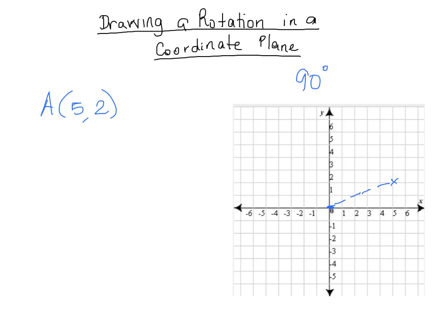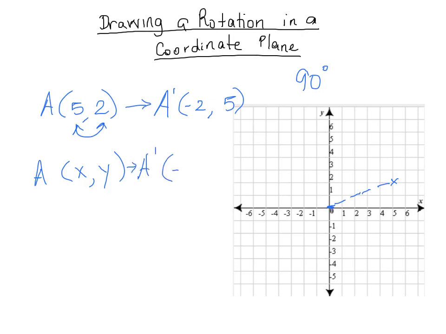So if we are rotating 90 degrees, what happens is that our image, A prime, is switched. Y becomes X and X becomes Y, but not just that. What was Y now becomes negative. So I'll repeat. We switched the order, and what was Y is now negative. So in general, if we have (x, y), we're going to switch the order, and it will become (-y, x).